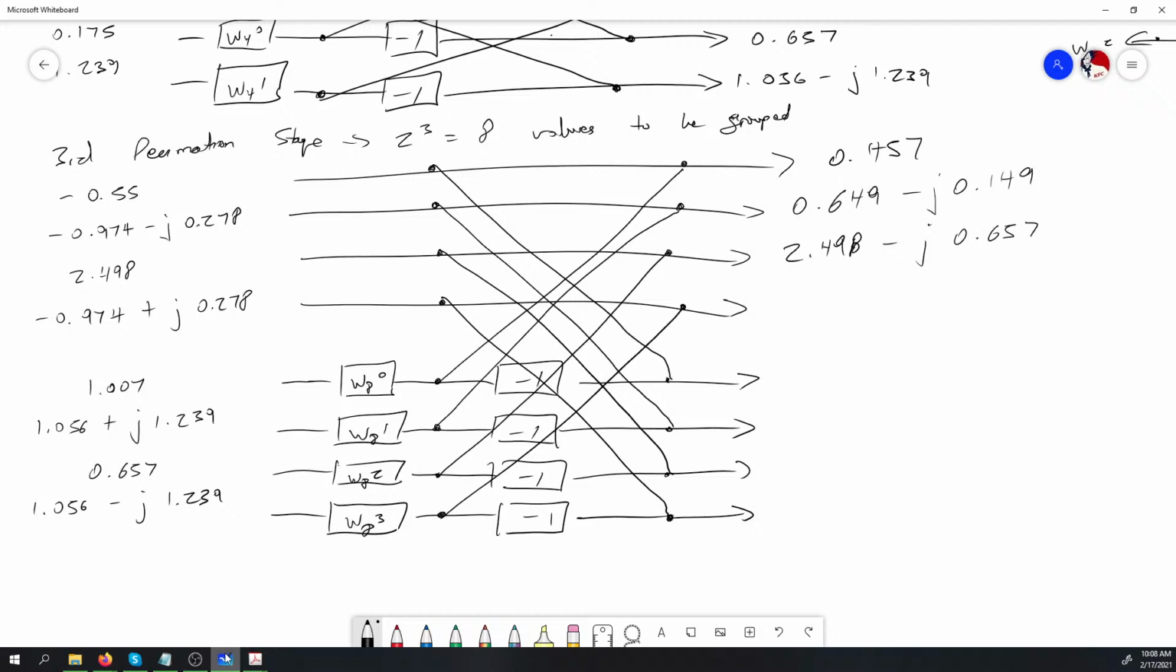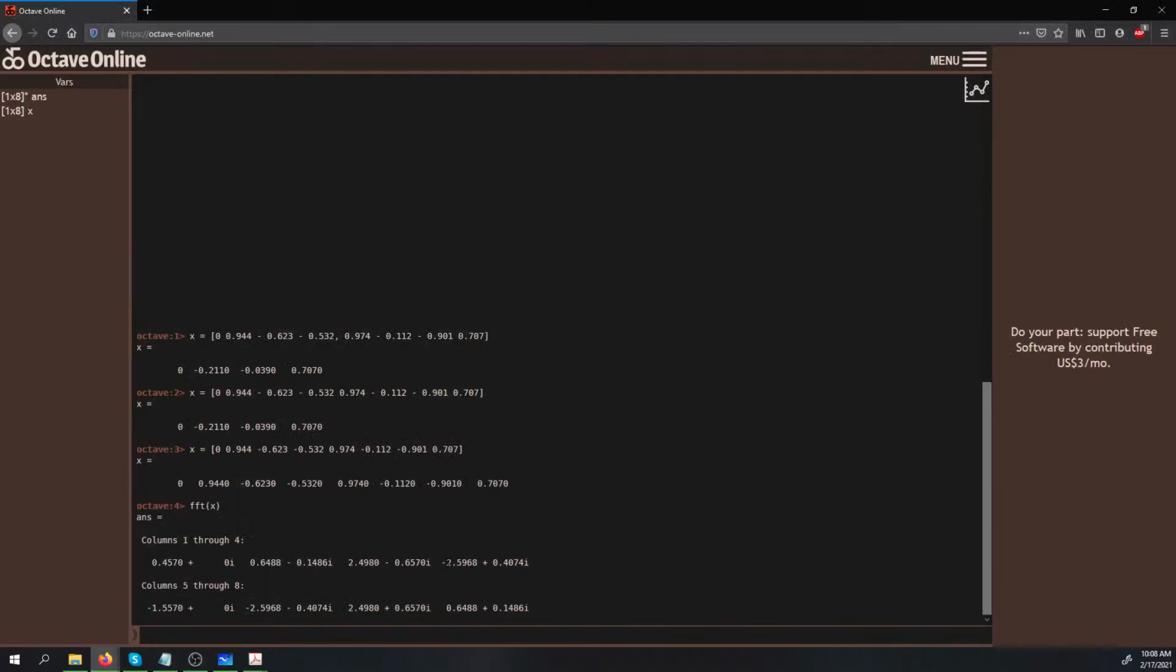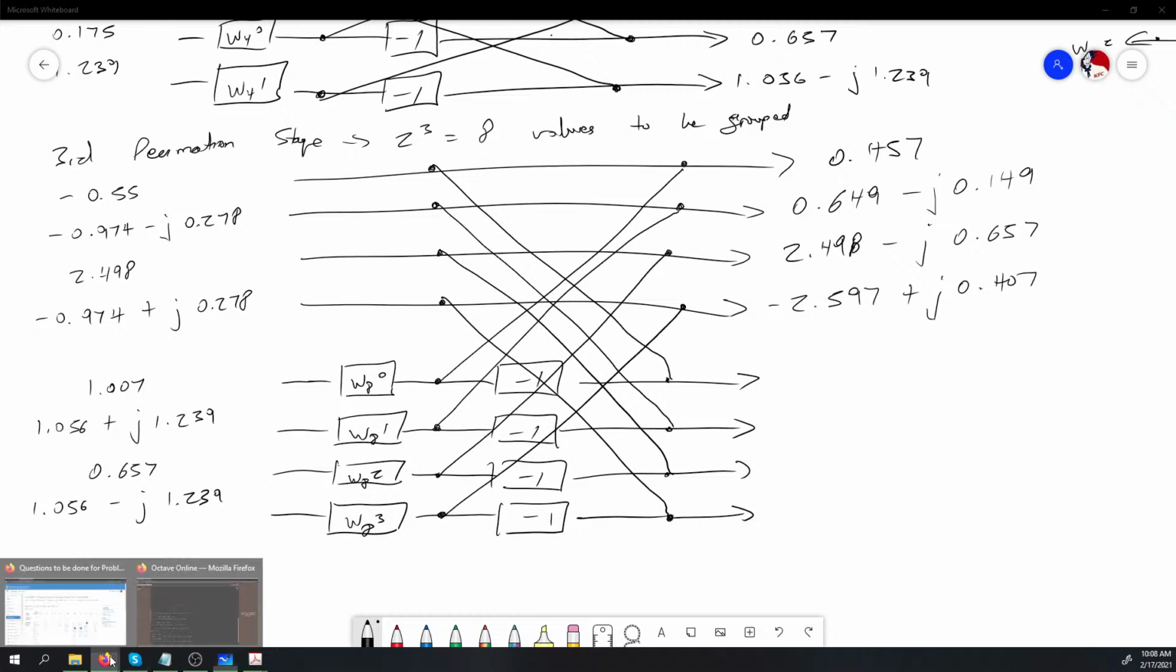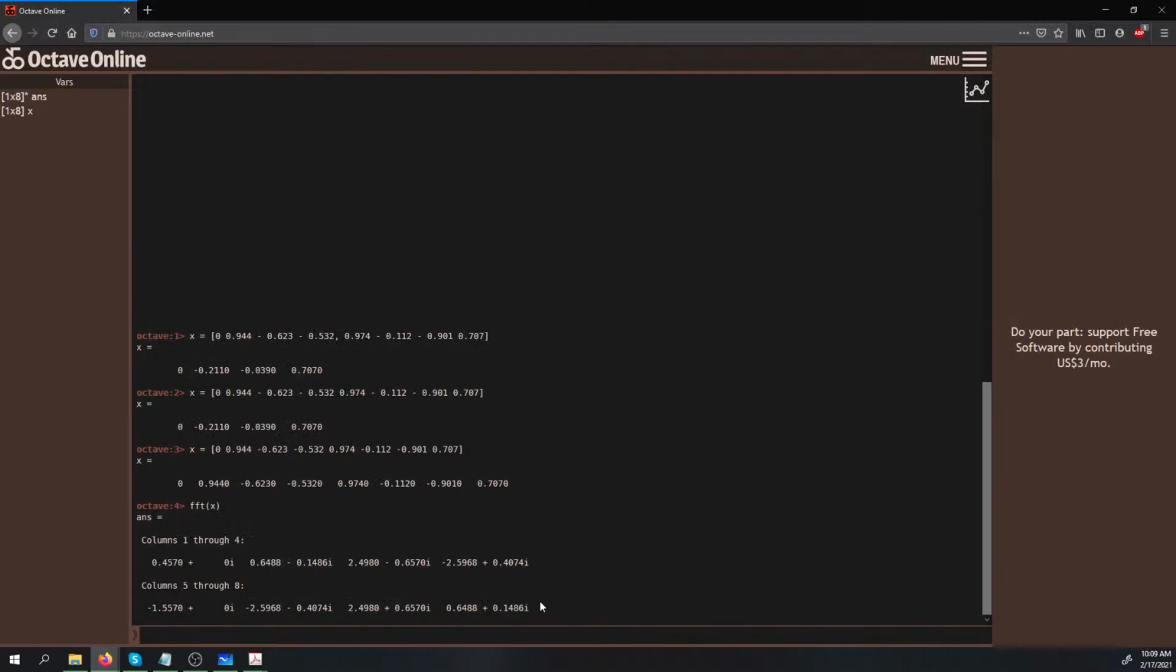J67. The fourth value here was negative 2.5968 plus 0.47074. Like I said, I'm going to round this to 3 decimal places, so it's going to be minus 2.57 plus j0.407. We basically just keep on doing that for each one of these values to finish the third decimation stage, or the FFT of that X signal.